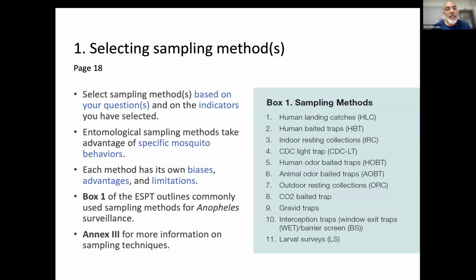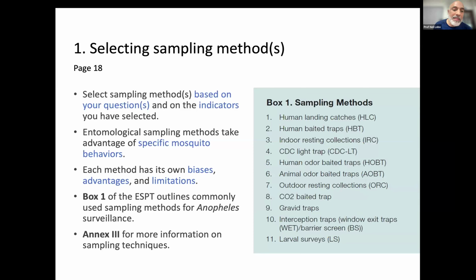So now if you look at page 18 on the ESPT, and you can do this later, you don't have to do this now, you can see all the sampling methods listed out. And what we'll go through is how do we select sampling methods based on your question and the indicators we have selected, right? It is important to note that every sampling method takes advantage of a specific mosquito behavior. Just like interventions take advantage of specific mosquito behaviors, sampling methods do the exact same thing.